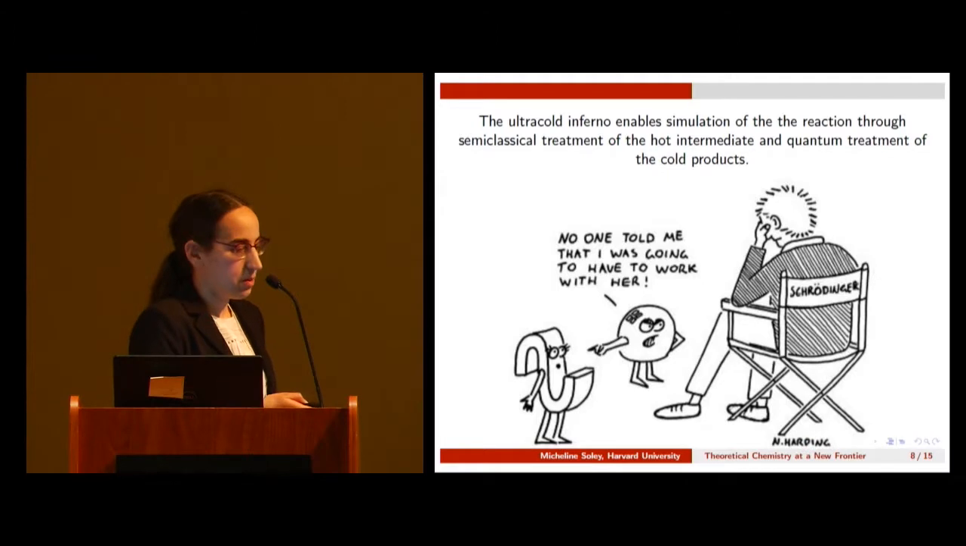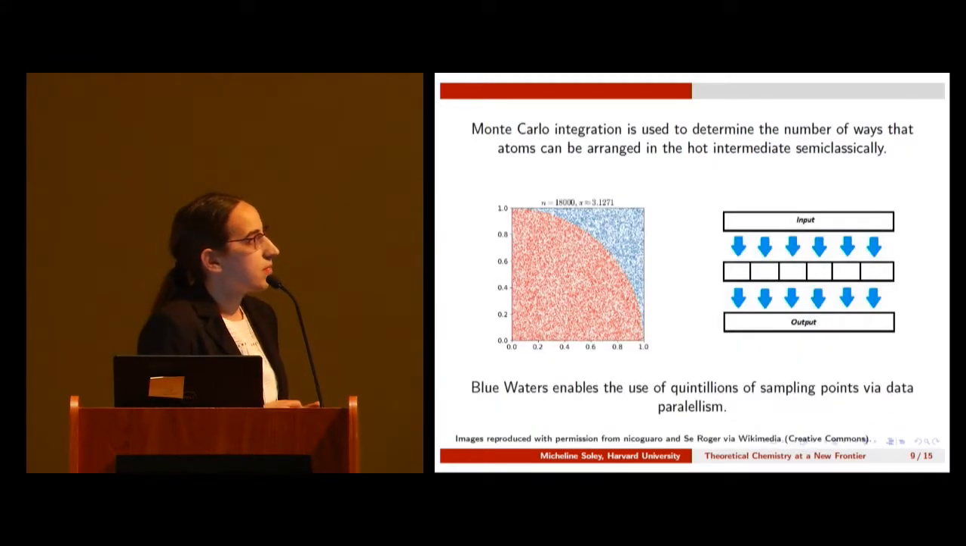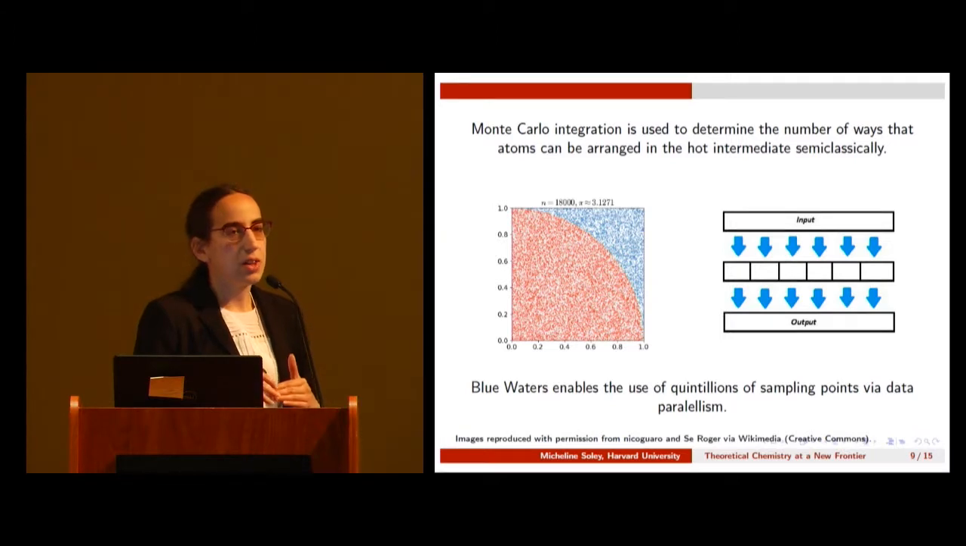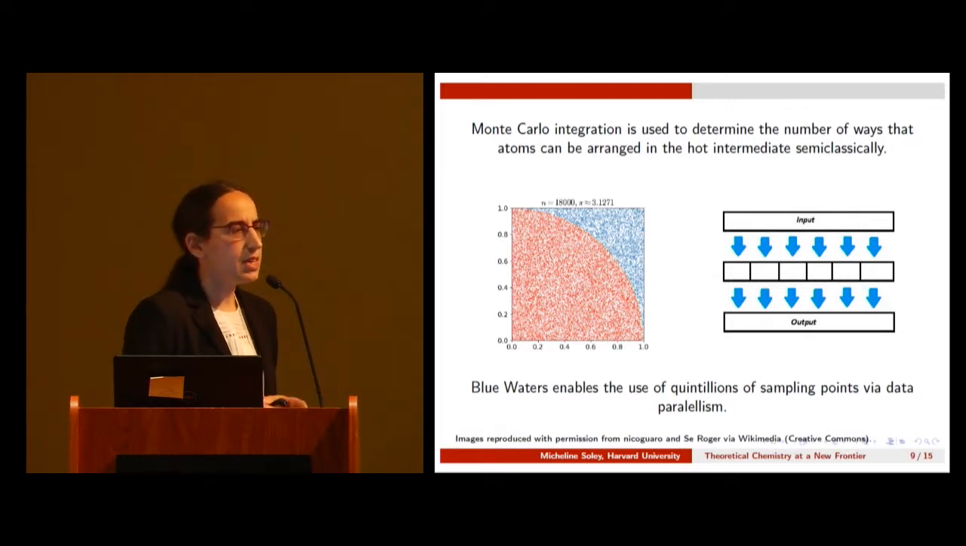So the way that we do this more specifically is that the hot part is simulated with semiclassical mechanics, which is a kind of approximation that's between quantum and classical mechanics. And so the way that we study the inner region is we want to know how many different configurations of the 4 atoms can be accessed. And quantum mechanically, this would be a very expensive problem, but classically or semi-classically, it's not so expensive.